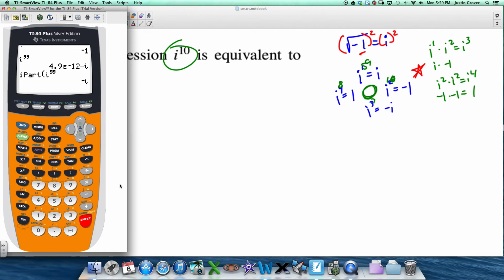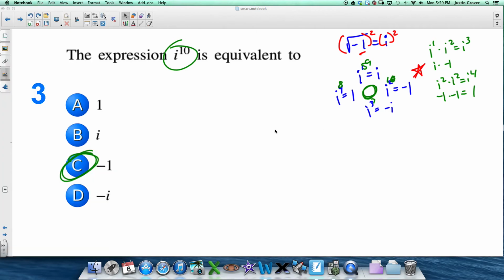iPart actually stands for integer part, but it works out for powers of i that this is something that we can use. Now again, you could just go around the circle a whole bunch of times, but I doubt anybody's going to do that. All right, let's look at one more problem.